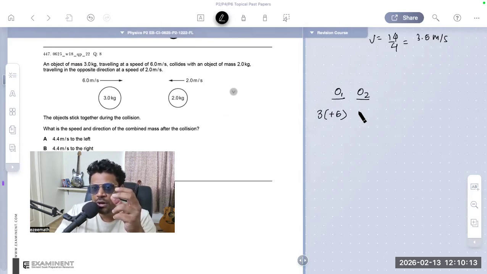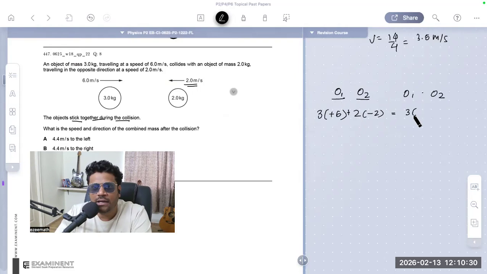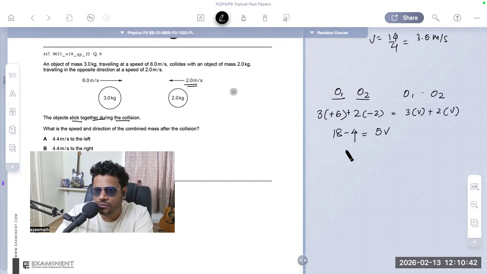Object 2, 2 into, since it's moving in the opposite direction, I put a -2 there. And I can see that they are sticking together after the collision. So you go O1 and O2 out there. 3 is the mass of it, V, and plus 2 is the mass of object 2 and V again. You're looking at 18 minus 4 equals 5V. So 14 by 5 is the velocity of the combined objects here.